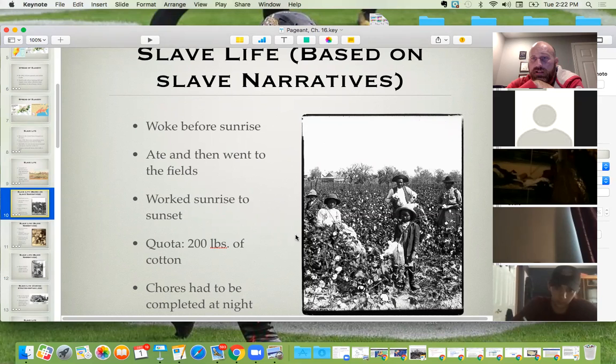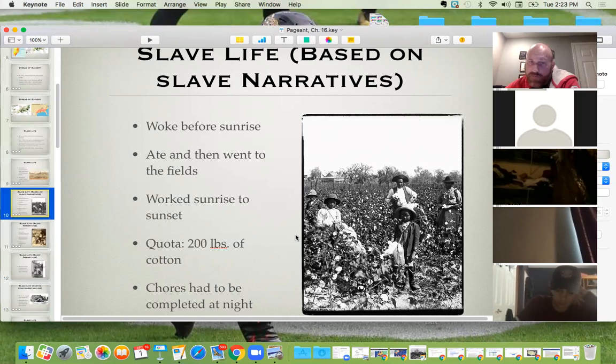But a typical slave life is they woke before sunrise, right? They ate and then went to the fields. They worked sunrise to sunset, particularly when it was time to pick cotton, harvest time, right? There are multiple harvests with cotton. We think of Ohio harvesting typically in the fall, but you've got to remember the South, it's warm all year round. So there could be 3 or 4 harvests a year of cotton. It's a different type of crop that way.